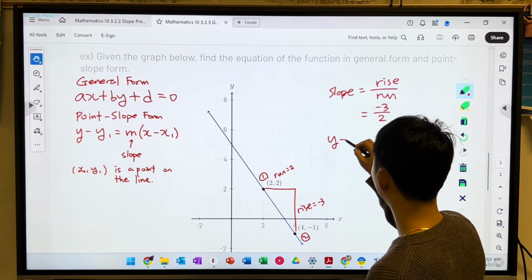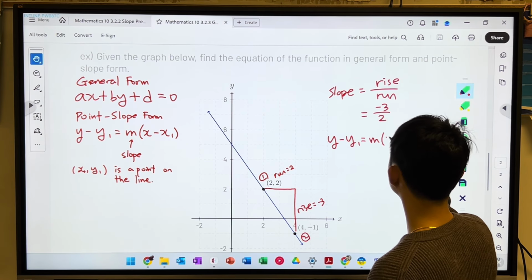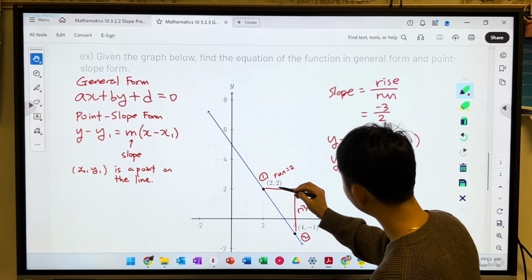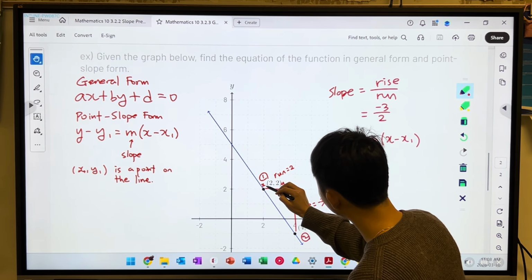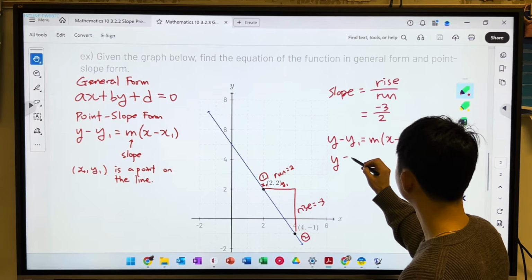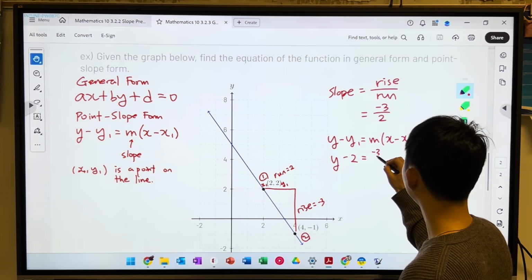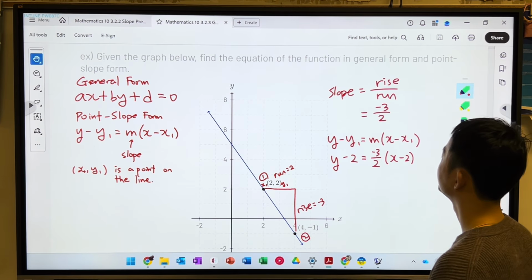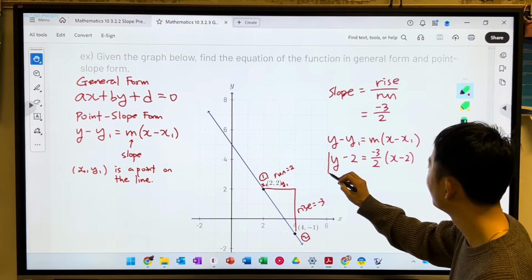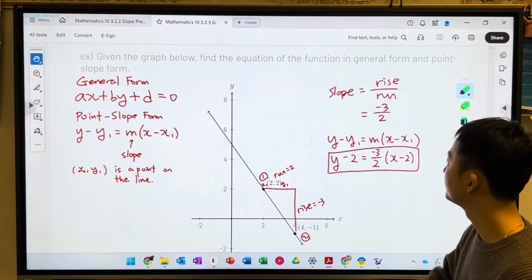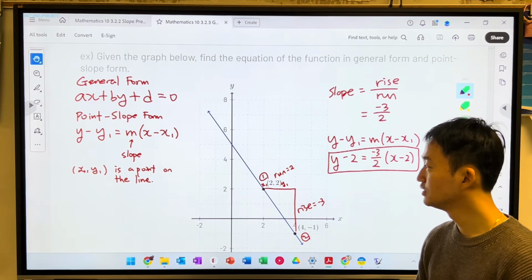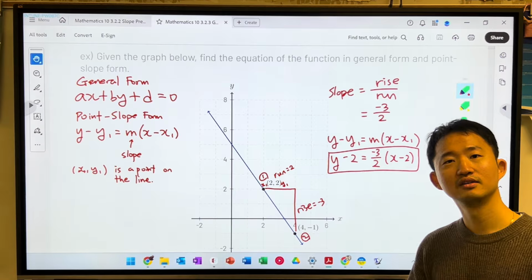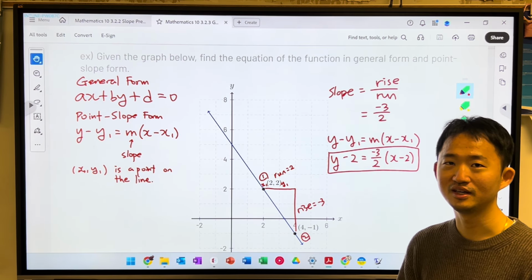So write down the formula, y minus y1 equals m times x minus x1. Let's write it down. y1 is 2. m is -3/2, and x1 is 2 as well. And voila, that is my point slope form. Now, believe it or not, if you have chosen (4, -1) for the x1 and y1, it still doesn't make a difference. It will be the same equation.